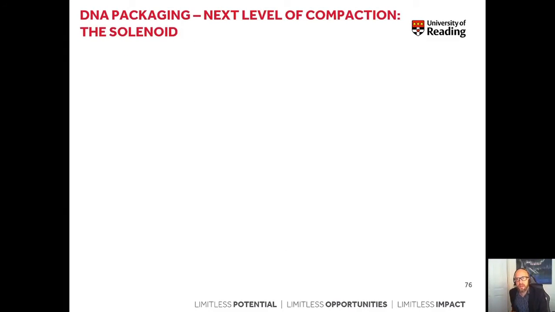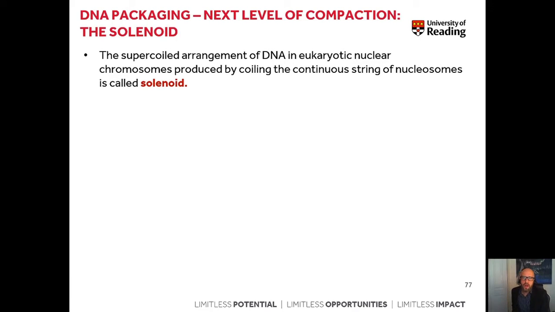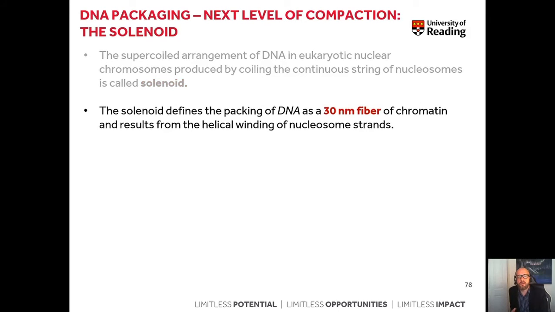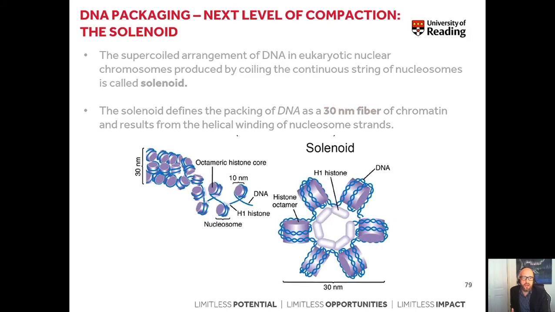And the next level here is called solenoid. Solenoid is in simple terms a supercoiled arrangement of DNA in eukaryotic nuclear chromosomes produced by coiling a continuous string of nucleosomes into a structure. And the solenoid defines the packing of DNA as the so-called 30 nanometer fibers of chromatin and results from helical winding of nucleosome strands.